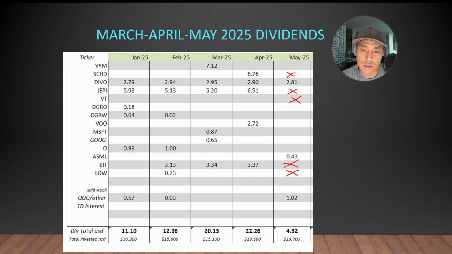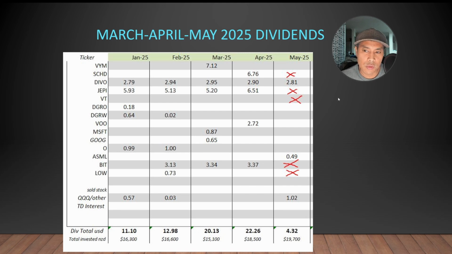Having a look at April, we can see that I got $6.76 for SCHD. I got $2.90 for Devo. I got $6.51 for Jeppy. And then VOO gave me a dividend of 2.72. We can see here that some of them are monthly payers and some of them are quarterly payers. Next one is BIT, which is 3.37, and obviously that is a monthly payer. So for the month of April, I got $22.26, and at this stage I had added a little bit more money, so I had invested 18,000 and a half.